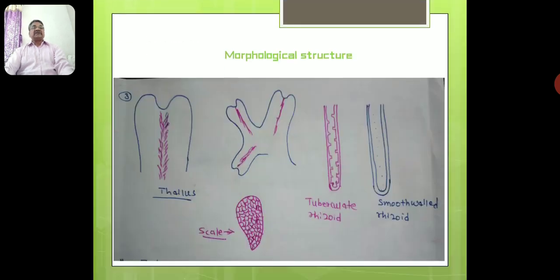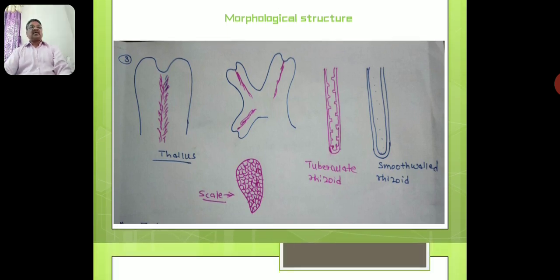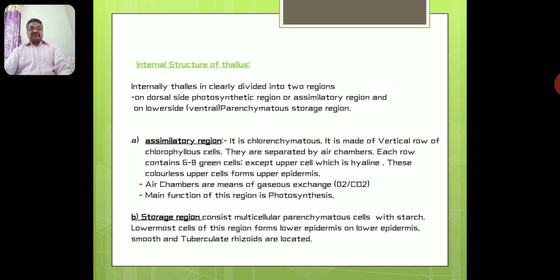So this is the vegetative structure of the Riccia thallus. See here, it has dichotomously branched structures, and in the figure you are also observing the tuberculated walled rhizoids, smooth walled rhizoids, and the violet scales which are present on the ventral side of the thallus. Now we will study the internal, anatomical structure of the Riccia thallus.